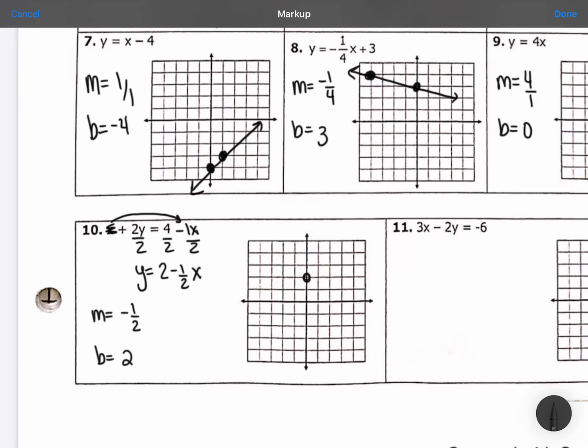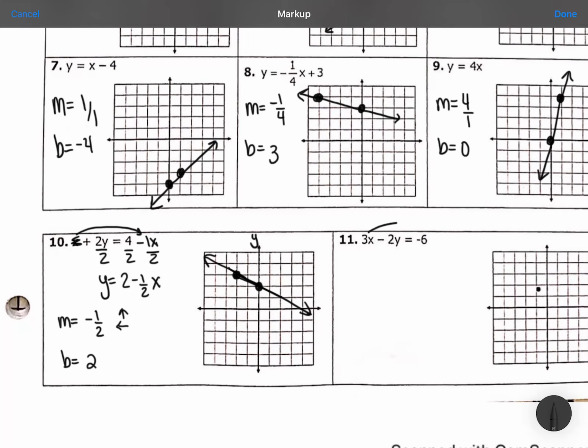So I still graph it the same way. I go on to the y-axis with my b value, and from there I would do my slope. So my slope is negative. I'm going to go up 1 and to the left 2 because it's negative. I go to the left. Up and left for negative unless you don't have any room, and then you would go down and right.